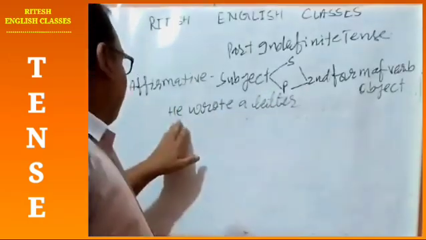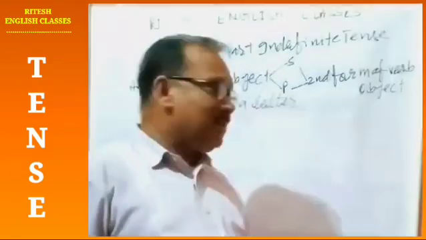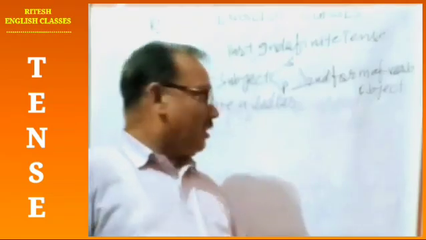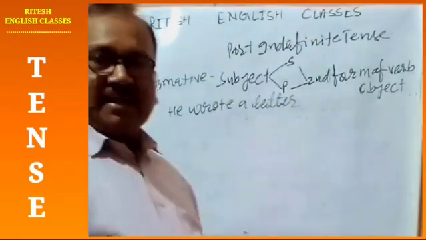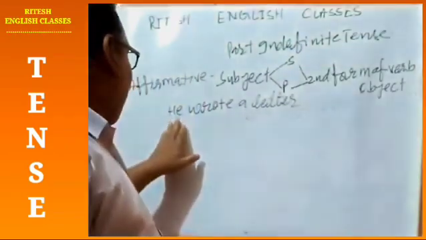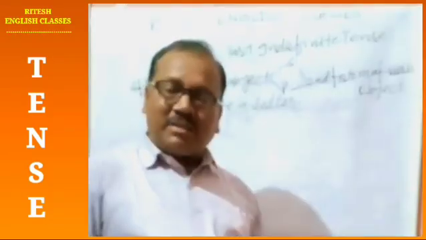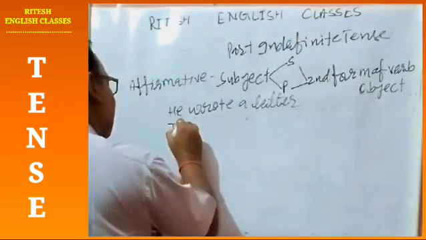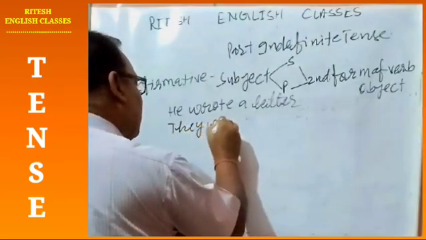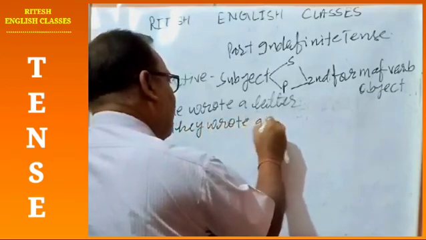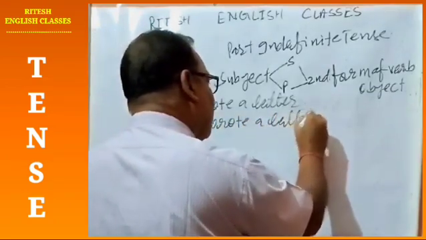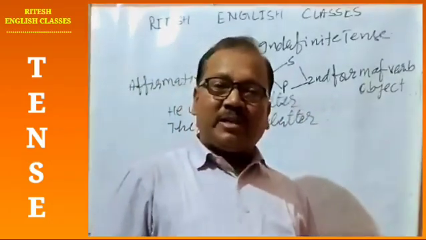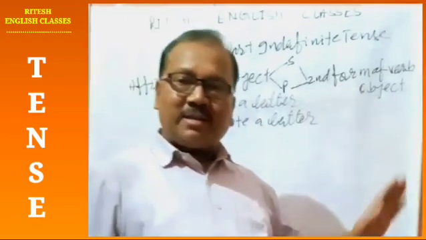Okay, here he is the singular subject, and wrote is the second form of write, and after that letter is the object. And when I write the sentence with a plural subject, what will be here? They wrote a letter. Okay, this is the affirmative of simple past or past indefinite tense.